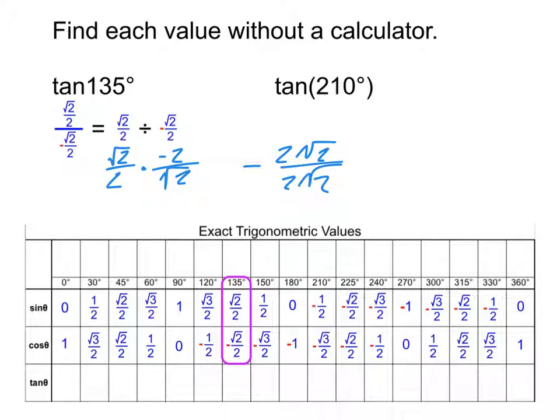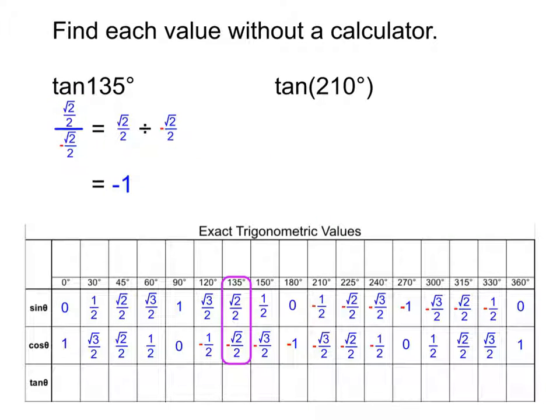Which actually we could have seen coming, because notice in my fraction here I have the same thing on the top and bottom, just the top was positive and the bottom was negative. So of course anything divided by itself is 1, and anything divided by its opposite is negative 1. So then we now know that the tangent of 135 degrees equals negative 1.